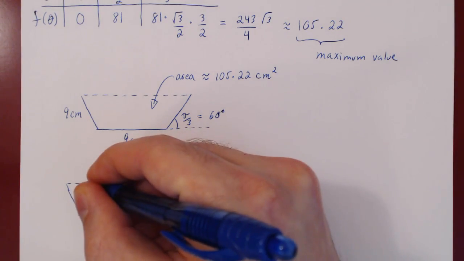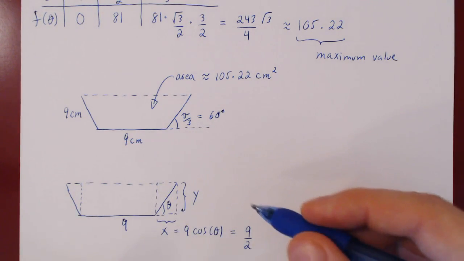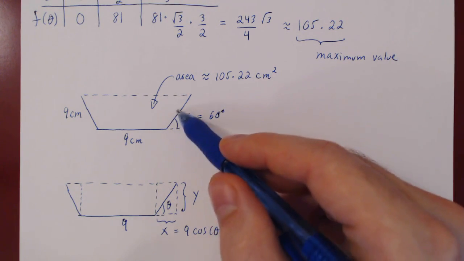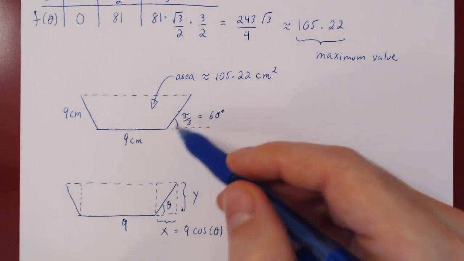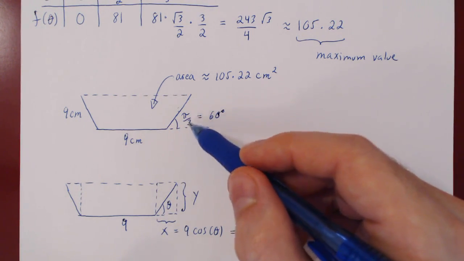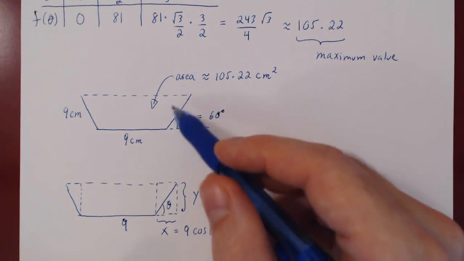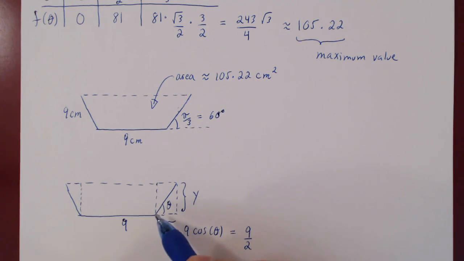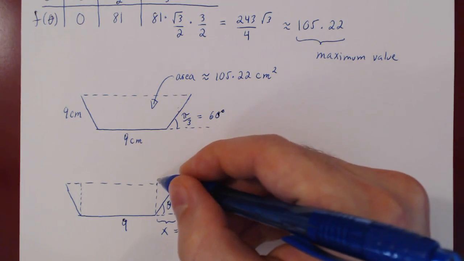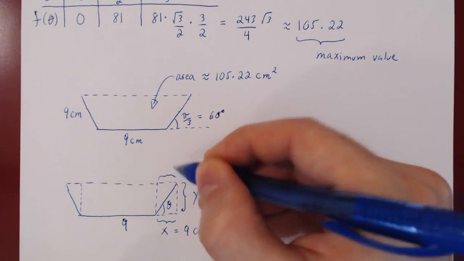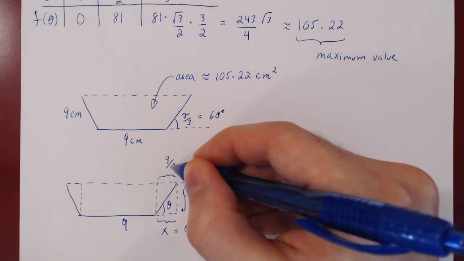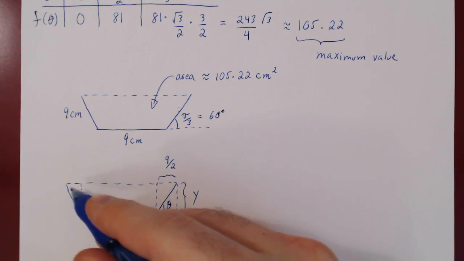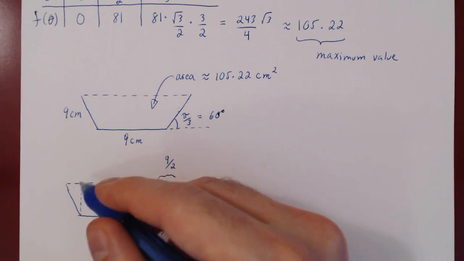And the picture is perfectly symmetric at both ends. So you see that when we choose the angle to be pi over 3 at the base, the area is maximized. That's when x is 9 over 2. So this right here is 9 over 2. By symmetry, you have the same triangle here. This is also 9 over 2.